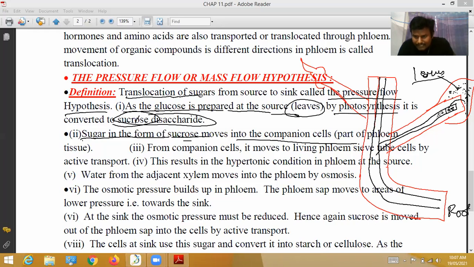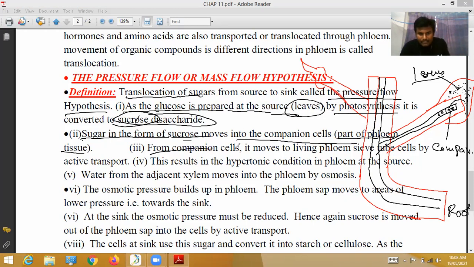Here are the companion cells. In the textbook, the diagram is given clearly and neatly, but with this pen I cannot draw it neatly. Sugar in the form of sucrose enters into the companion cells. Companion cells are a part of phloem tissue, which we already discussed in the anatomy of flowering plants.